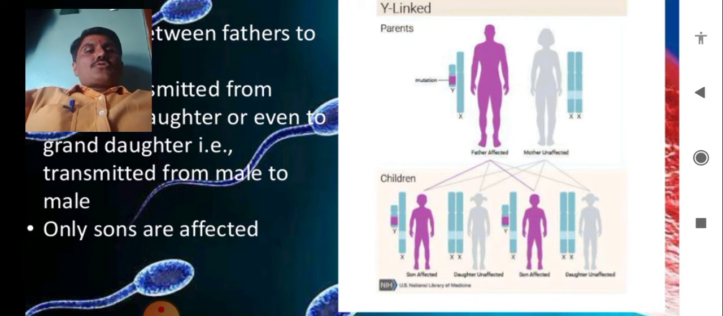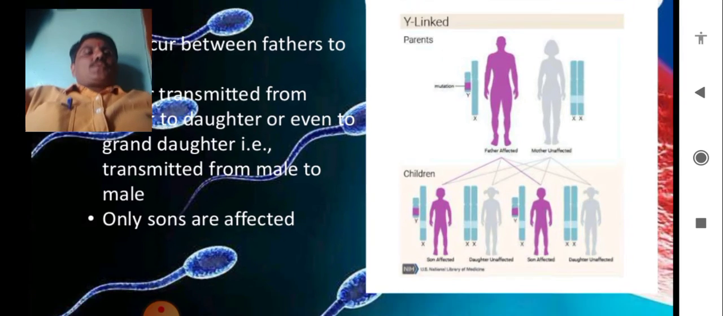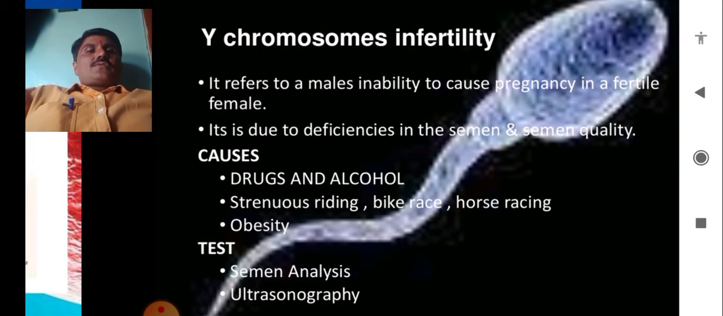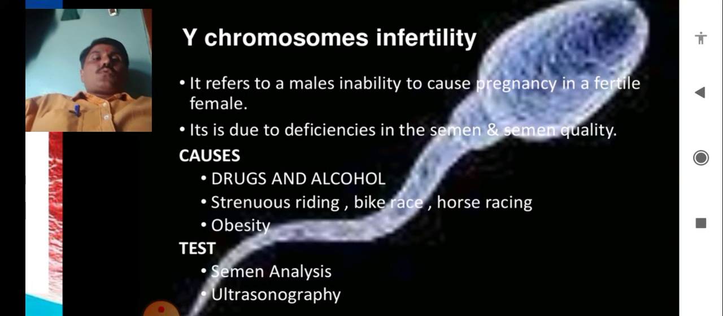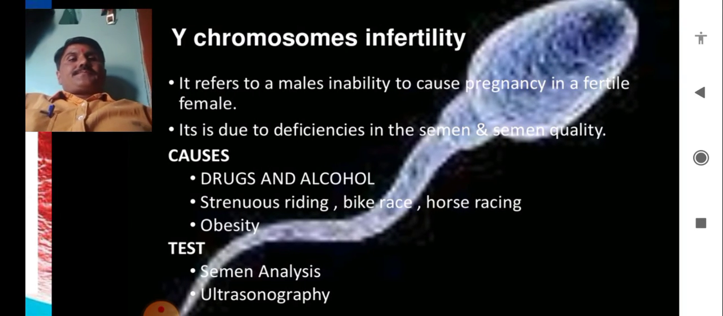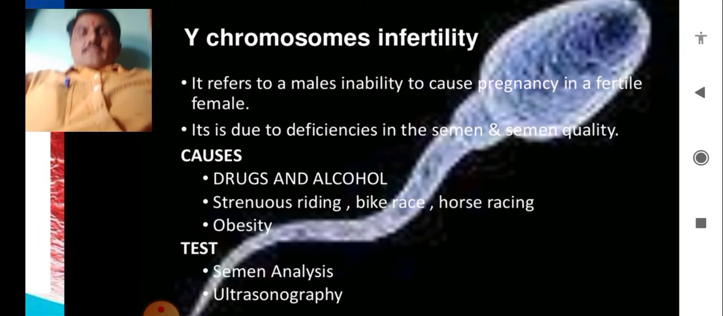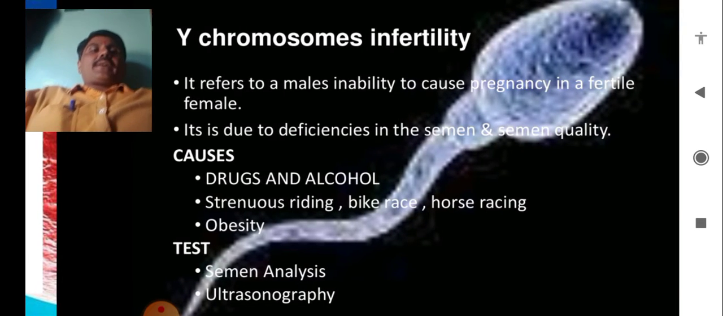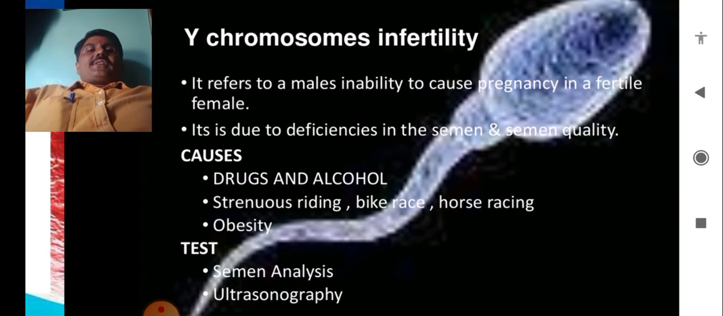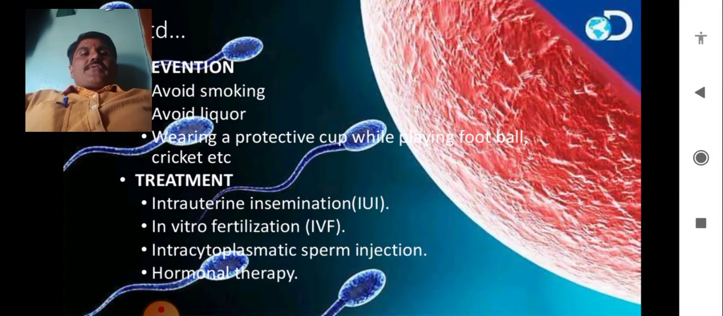In Y-linked inheritance, most of the characters are transmitted to the males from father to son. Y chromosome infertility refers to a male's inability to cause pregnancy in a fertile female. It is due to deficiency in the semen and its quality, caused by drugs and alcohol, strenuous riding, bike racing, horse racing, and obesity. Semen analysis and ultrasonography are done in the case of infertility.